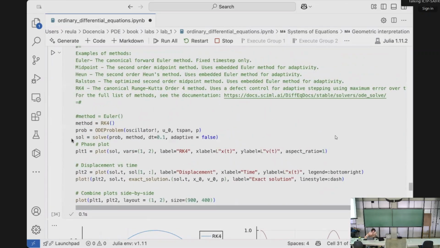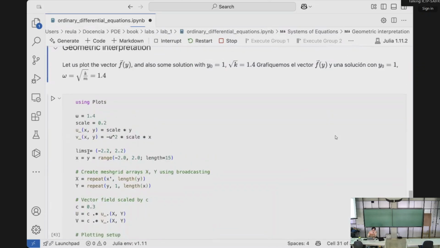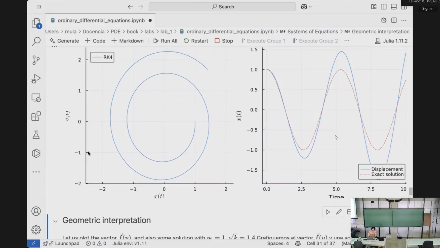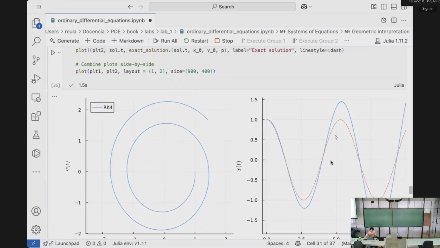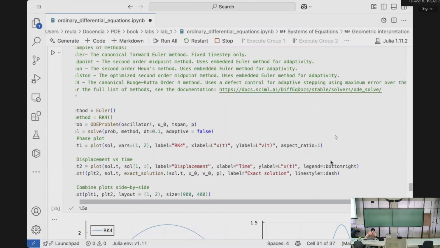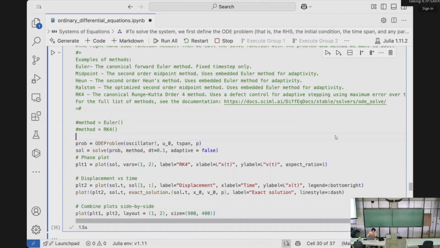If I wanted, I could have chosen here to use the Euler method that we defined before. For example, I uncomment here, uncomment here, and again I run, and I get what we had before, right? This will be Euler's approximation, pretty bad. I left you there a couple of other methods that you can try. For example, you can try the midpoint method that we implemented before.